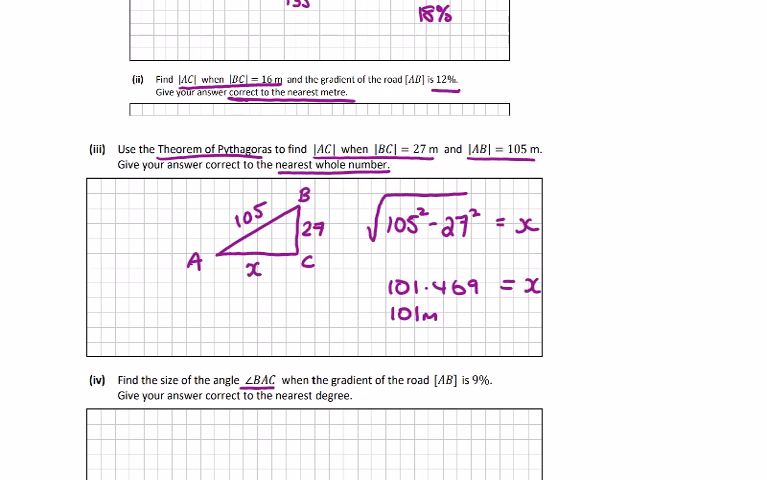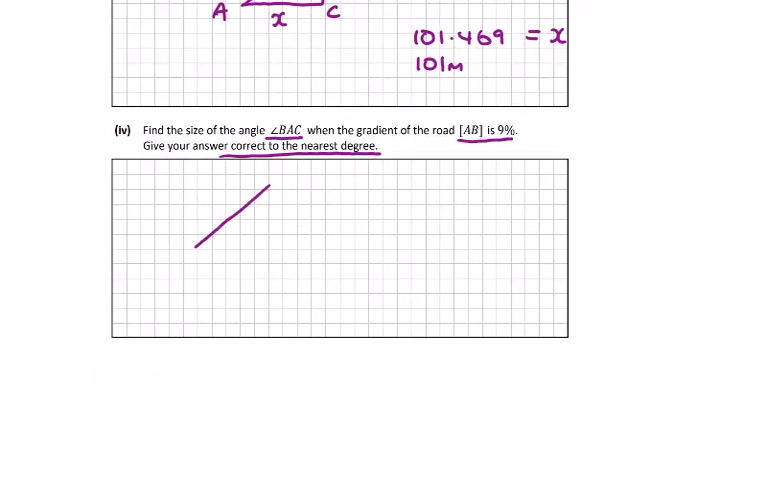Now we're asked to find the size of the angle BAC when the gradient is 9%. Give your answer to the nearest degree. So we draw our triangle again. We have A, B, and C. We want the angle BAC, so this angle here, we'll call it X. So what do we know? We know that the gradient is 9%, so the change in Y over the change in X is 0.09, which is equal to 9 over 100. So we could have a 9 and a 100. We could also have an 18 and a 200. It doesn't matter, the same ratio.